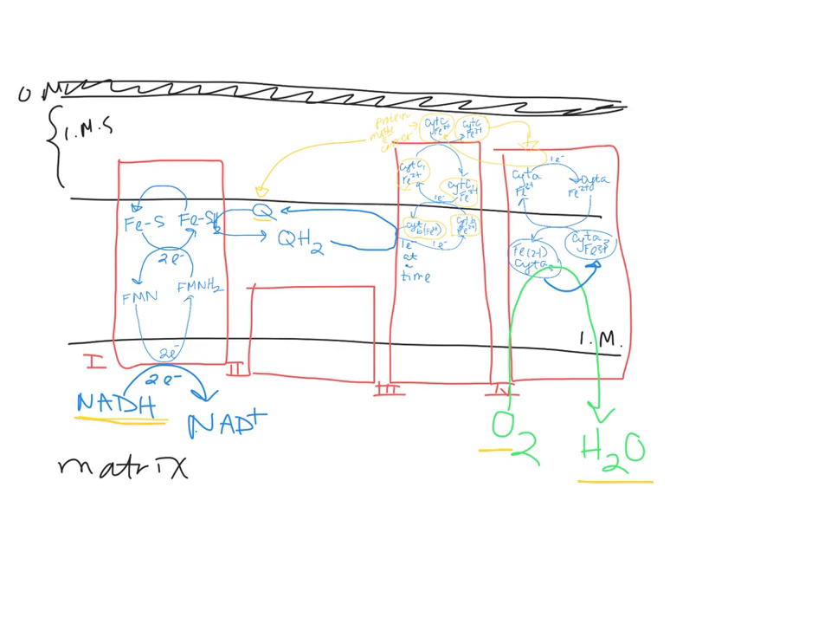Every new electron acceptor, we go from FMN to iron sulfur to Q to cytochrome B to cytochrome C1 to cytochrome regular C to cytochrome A to A3 to O2. Every single one of these has a higher reduction potential than the one before it. So if you think about it like a giant relay race, every one that you pass the baton to wants it more than the one before it.